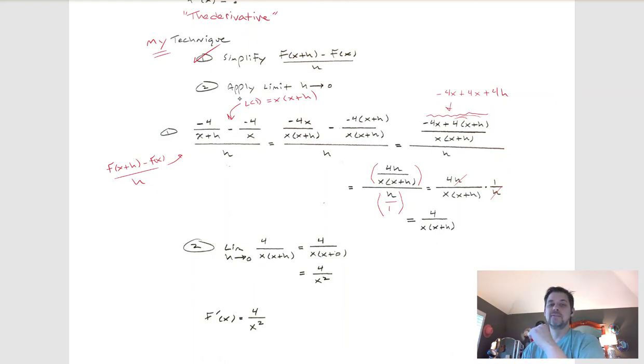So my second step was to apply the limit as h goes to 0 to whatever you got up there. So that's the limit as h goes to 0 of 4 over x times x plus h. If h goes to 0, it becomes 0, in this case. And I get 4 on top, and I get x times x, which is x squared on the bottom. Okay, so I applied the limit, and I got this, 4 over x squared. That's the derivative, okay? So this right here is the derivative.